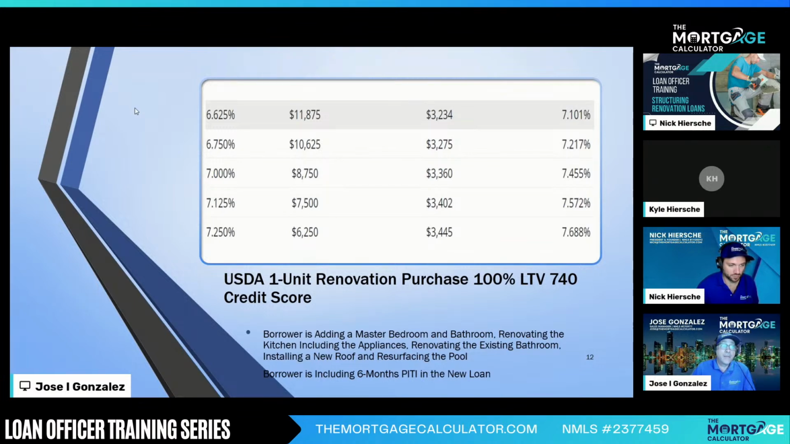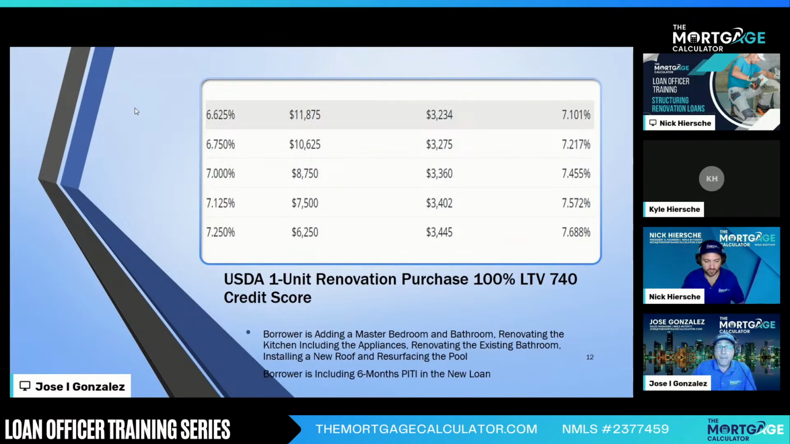And in our example here, USDA does have 2 options. They have a standard option, and they have a limited option. For the limited option, they do not allow you to do any structural type repairs. For the standard option, they do. So our borrower is definitely trying to maximize his scenario here, going with the standard option. They found that little house that they love, and they're adding a master bedroom and bathroom to it. They're renovating the kitchen, including the appliances. That's the only personal property that you're allowed to include. Renovating the existing bathroom, installing a new roof, and this house even had a pool, which they're resurfacing and taking care of a new pool pump.